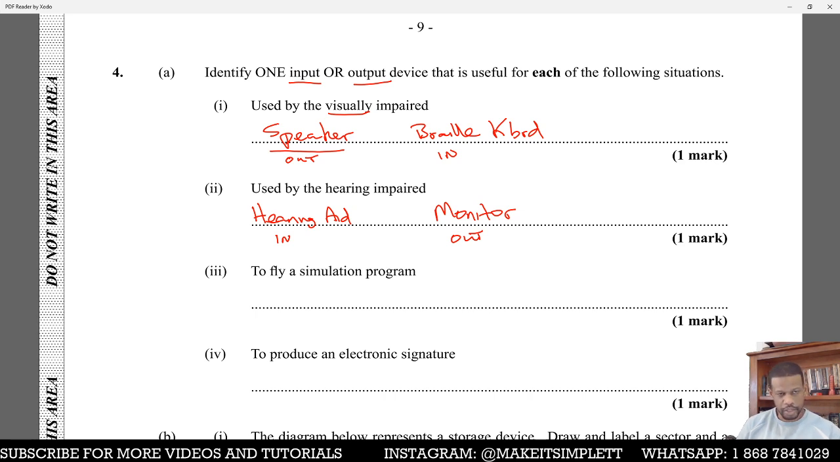Anybody have a different input device for the hearing impaired? Headphones for the hearing impaired? Headphones so that it'll be louder. I guess they will take it. I don't see any reason why they won't.